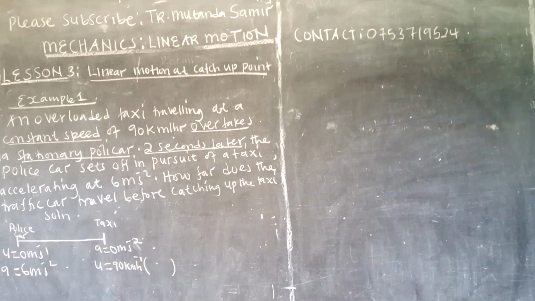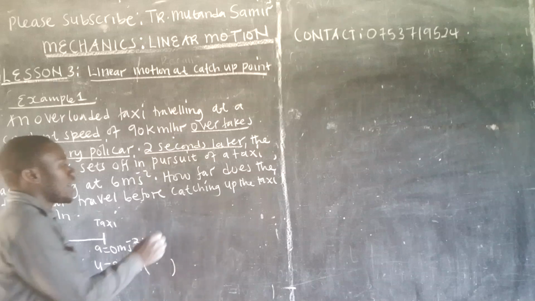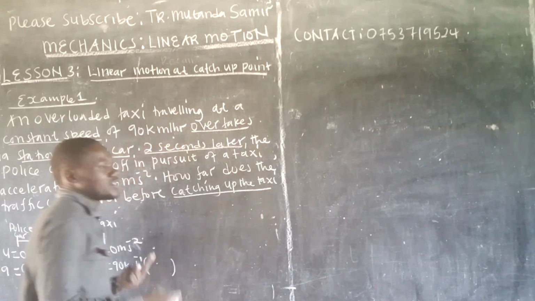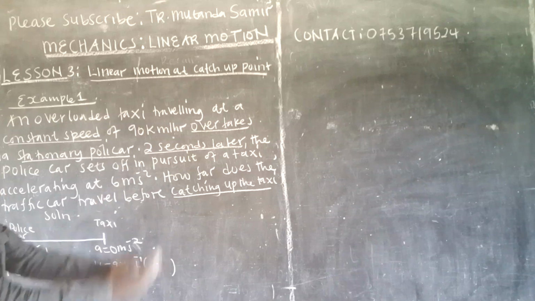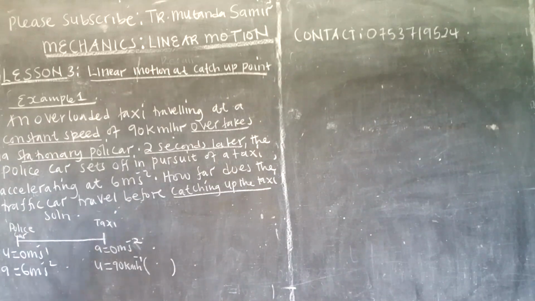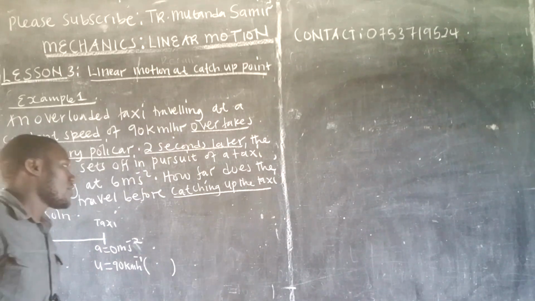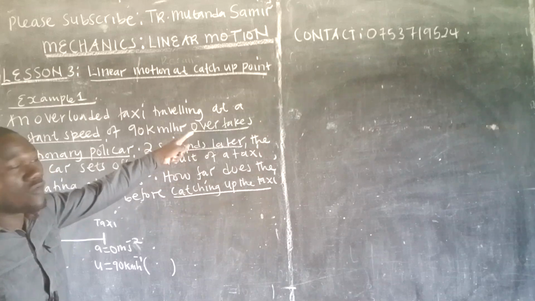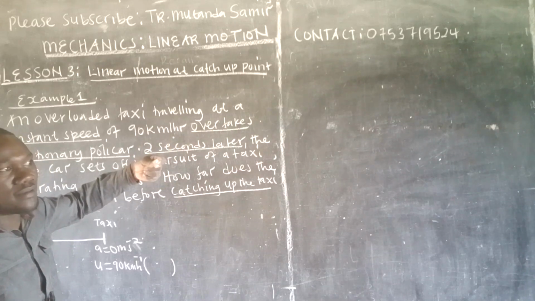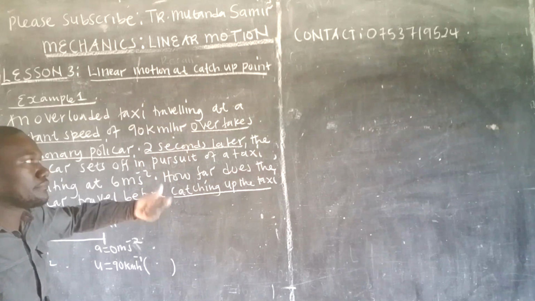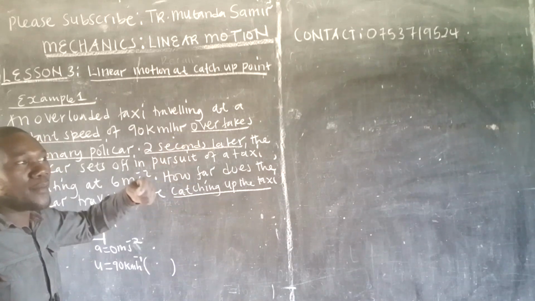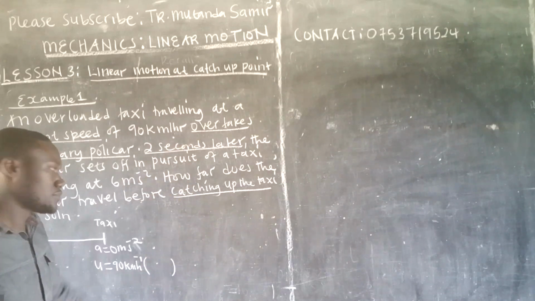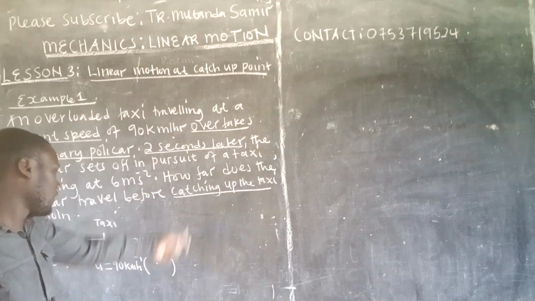They're asking how far does the police car travel before catching up. At catch-up point, meaning that as you are running like this, I come and catch up with you. We shall be seeing what we really mean by that. Catch up is the same as overtaking. To overtake means that you have caught up with someone, or meeting at a point. You can say meet at a point. Catch up, meet at a point, overtaking, all the same.